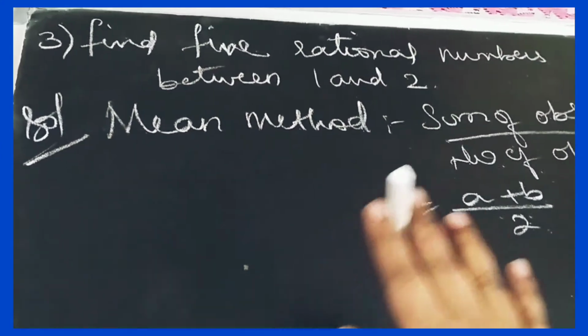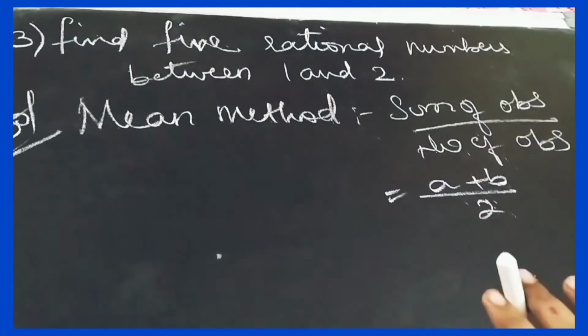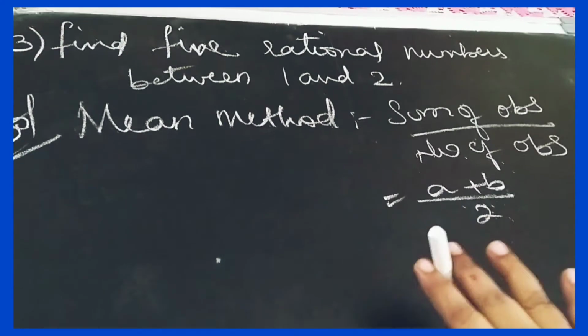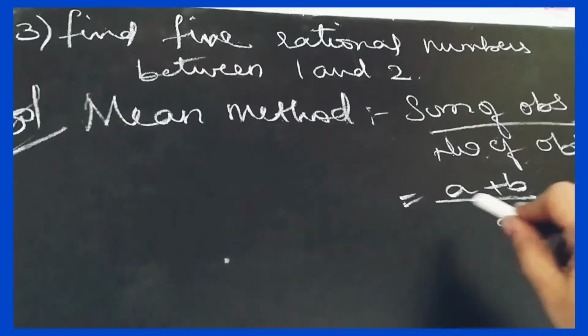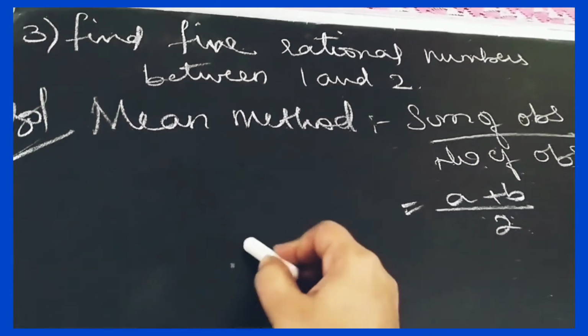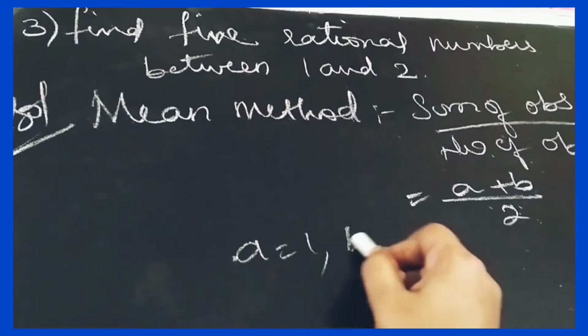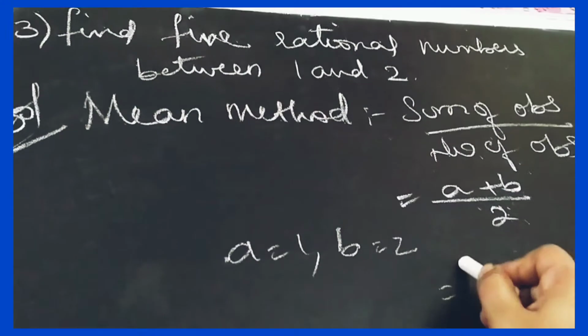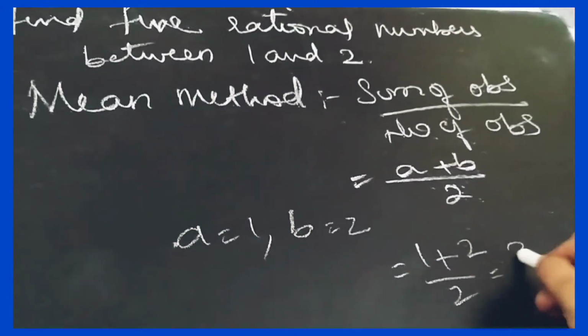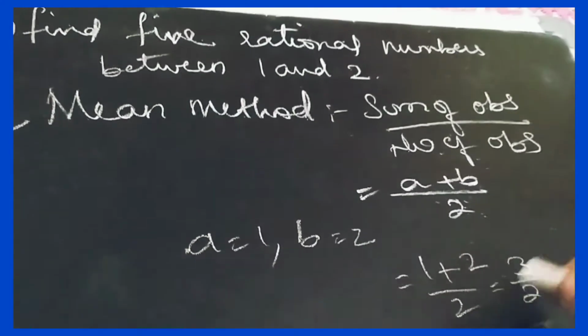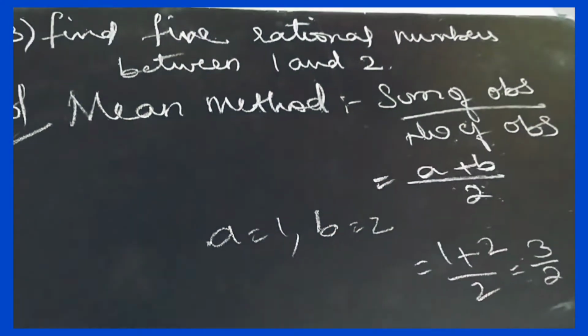What is the mean method? It is the sum of observations divided by the number of observations. The sum of observations is a plus b, and the number of observations is 2. What is a here? a is 1 and b is 2. So we write it as (1 plus 2) by 2. The answer is 3 by 2. So we have got one rational number.